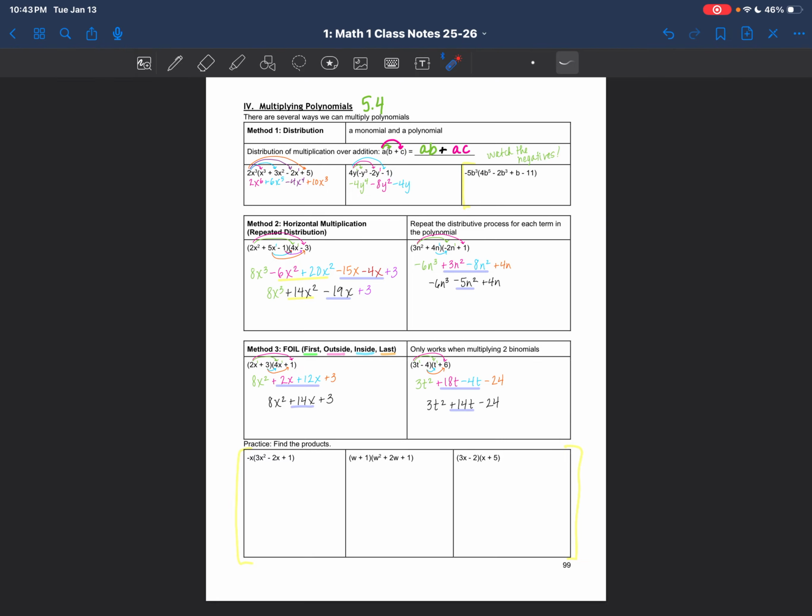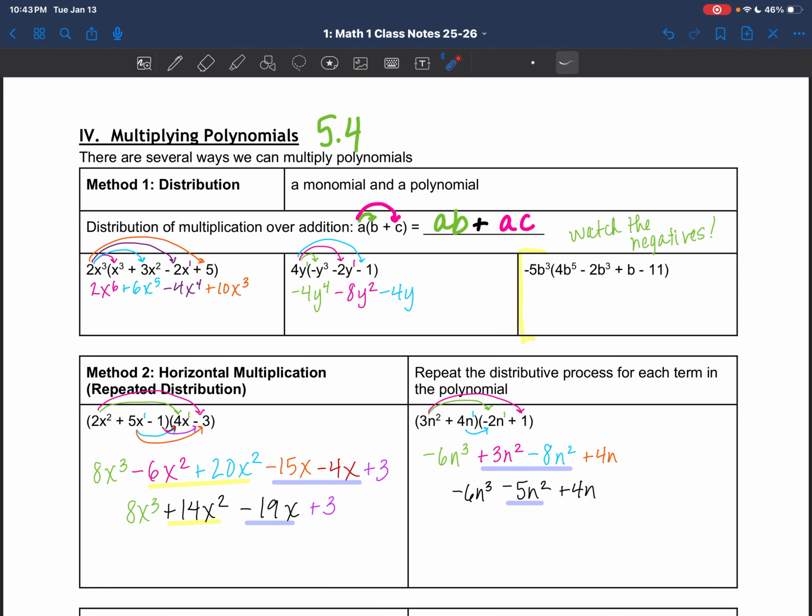All right, today we're going to be talking about multiplying polynomials. There are different ways that we can multiply polynomials, depending on how it's set up and what you're looking for. The first part is just distributing, if you're going to take a monomial times a polynomial.